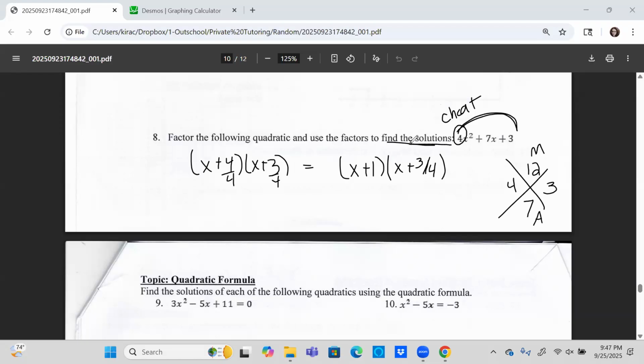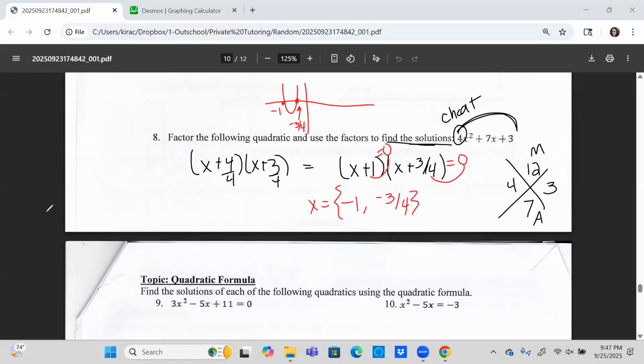It says find solutions. So you're going to go ahead and set those both to 0. So set this to 0. This would be -1. Set to 0. This would be -3/4. So you don't need to like get the factor all pretty. What does this mean? If you graph this parabola, it would have two solutions at -3/4 and -1. You could check it on Desmos if you desire. I don't desire, but you could.